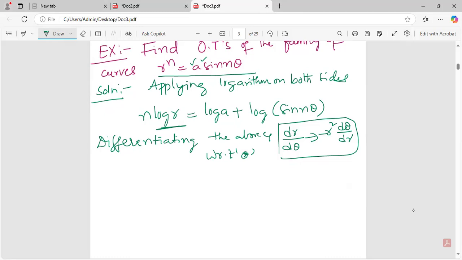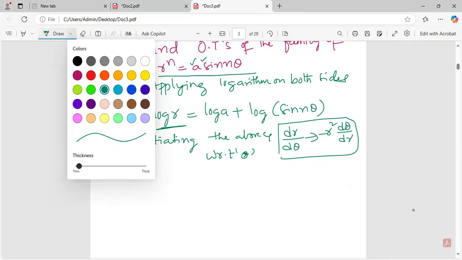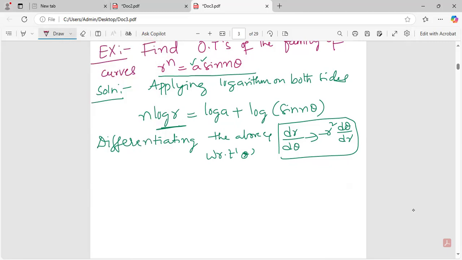How do you form a differential equation? In the differential equation, there will be no arbitrary constant, so however many arbitrary constants there are, that many times we will differentiate. So what I will have is n log r, whose derivative is 1 by r. Here r is a function of theta, so whenever I'm differentiating r, dr by d theta has to be written. Log a derivative is 0 because it's a constant. The derivative of log of any function is 1 by x.